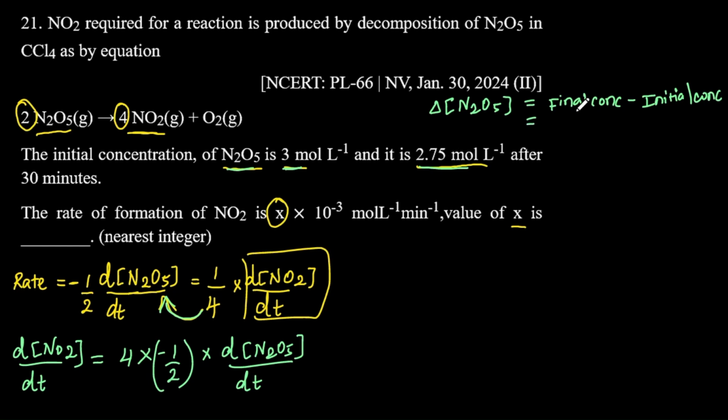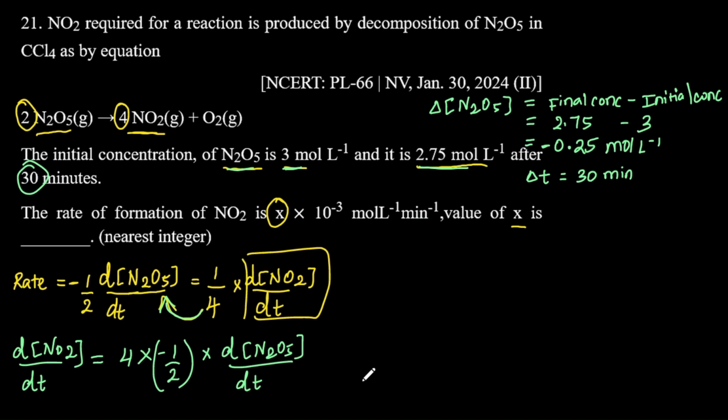So, the final concentration is 2.75 minus initial concentration is 3. So, when you subtract this, the change in concentration is minus 0.25 moles per liter. The change in time is 30 minutes, so delta T is equal to 30 minutes. No need to convert it into seconds, because here the rate is in minute inverse only, so no need to convert.